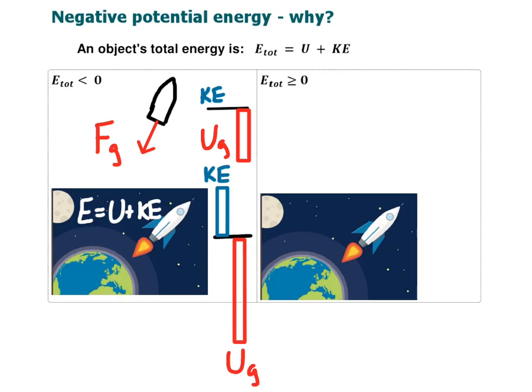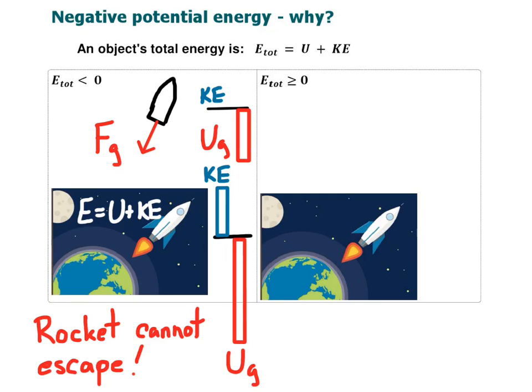So, in the case where the total energy is less than zero, we don't have enough kinetic energy to overcome this amount of potential energy, which means at some point we're going to have to come to a stop. We're still going to have some potential energy, which means we're still going to have a gravitational force, which means we have to end up turning around and falling back toward Earth, which means we can't escape. So when the total energy of the rocket is less than zero, it is impossible for that rocket to escape.